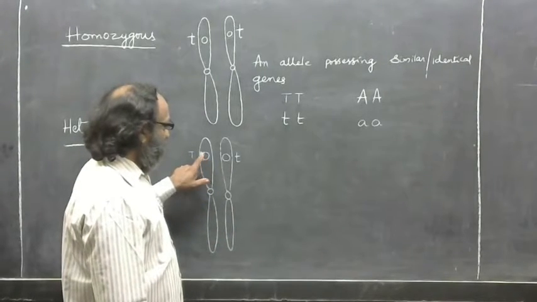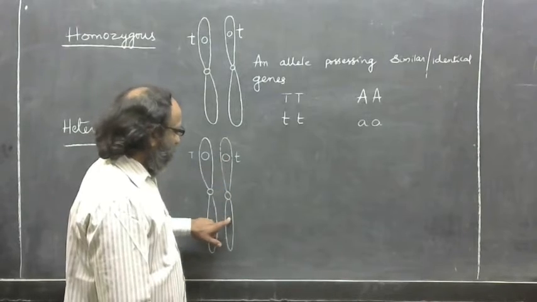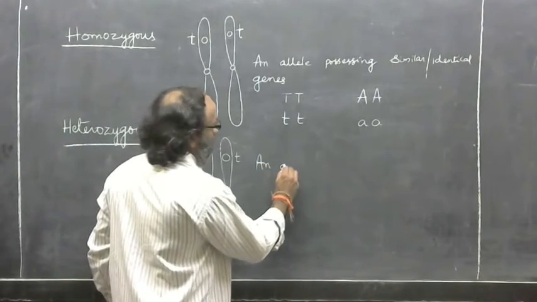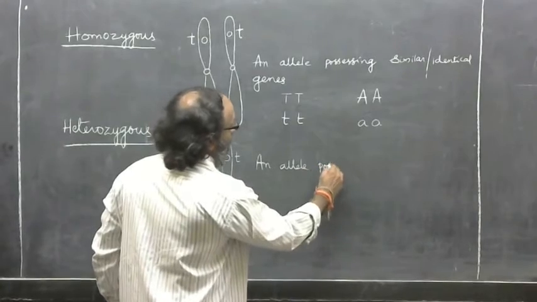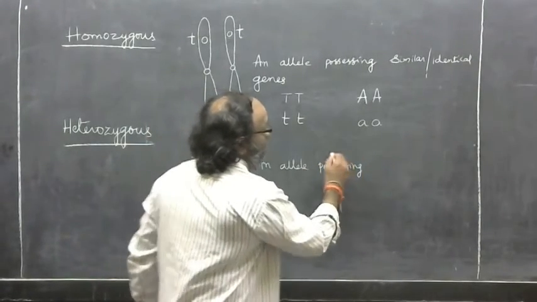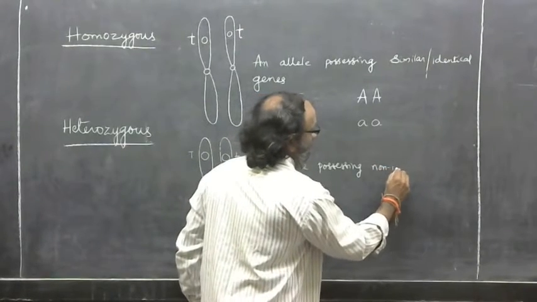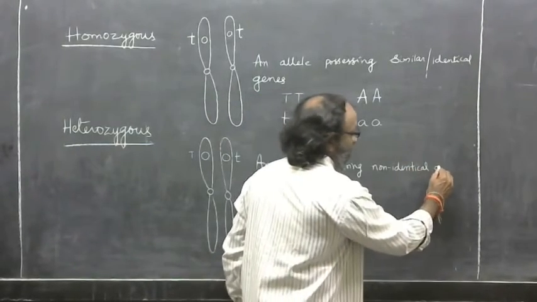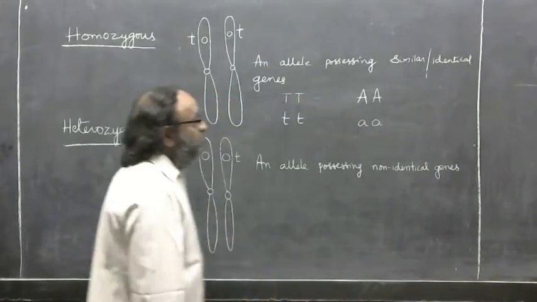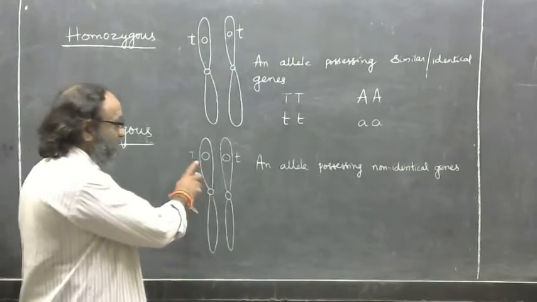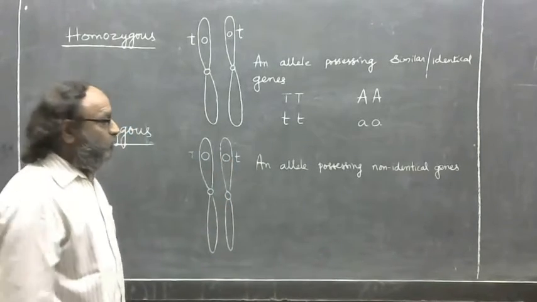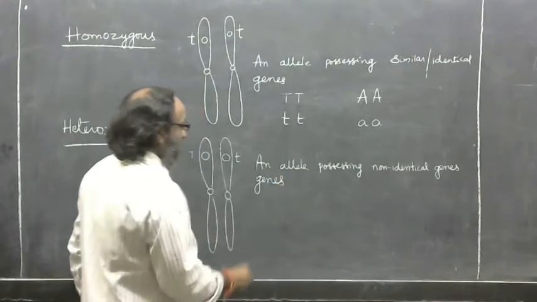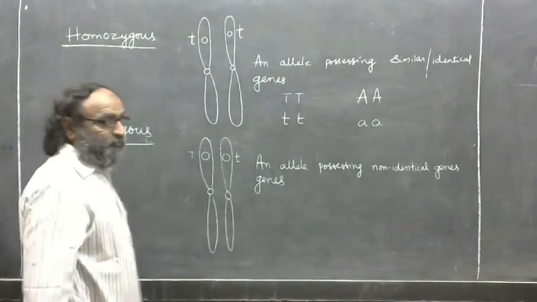So at this locus, there is a capital T gene, and at this locus of this chromosome, there is a small t gene. Now, what is an allele here? An allele possessing non-identical, that is dissimilar, non-identical genes. One is a capital T gene and the other is a small t gene. Non-identical genes or dissimilar genes, then the condition is called heterozygous.